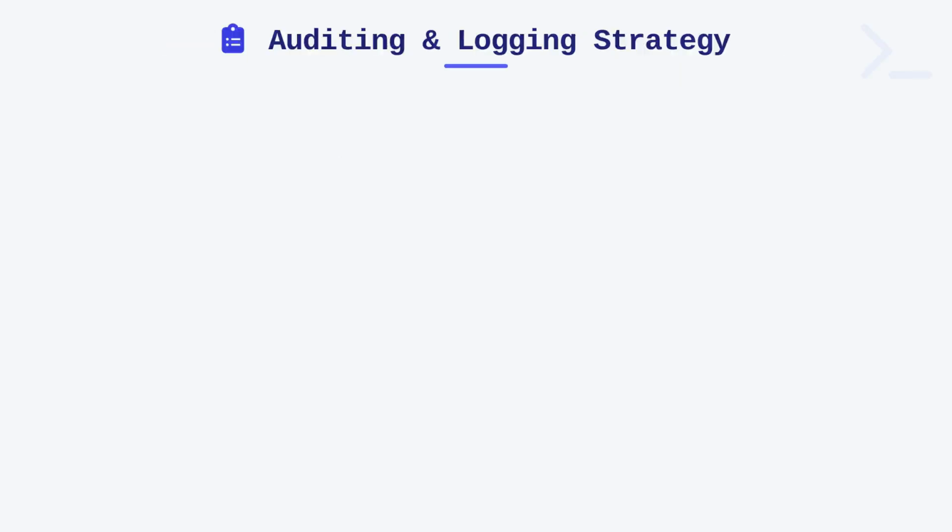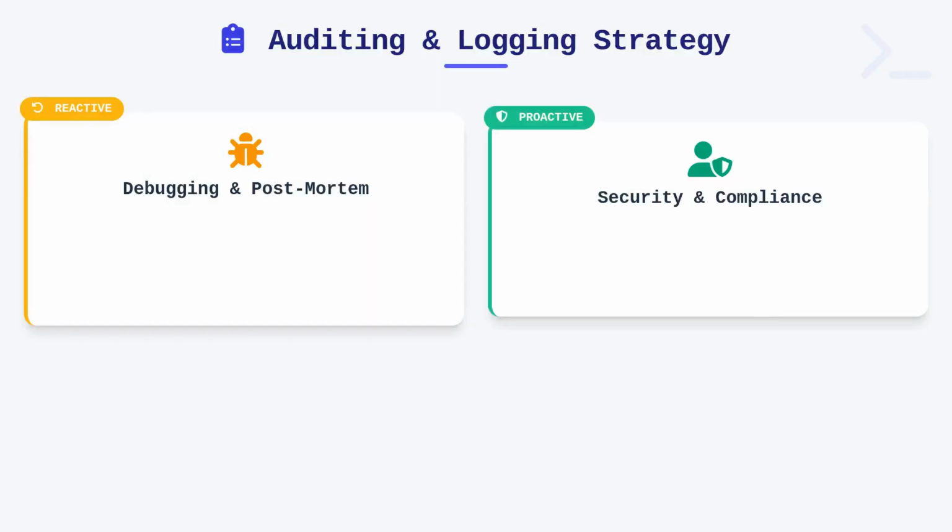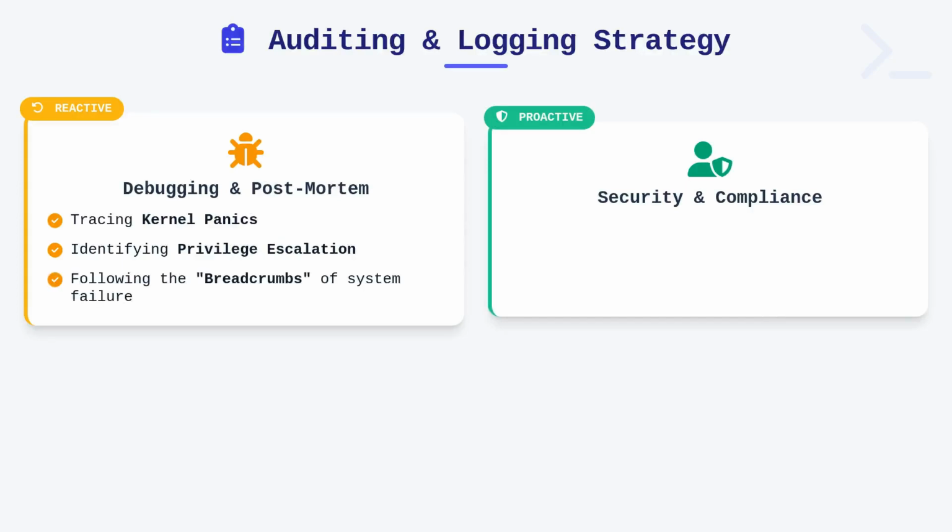When we look at auditing and logging, we must recognize that this process is twofold. It is simultaneously a reactive practice for debugging and a proactive requirement for security compliance. If a system experiences a kernel panic or an unauthorized user attempts to escalate their privileges, the system log will almost certainly contain the breadcrumbs needed for a post-mortem analysis.